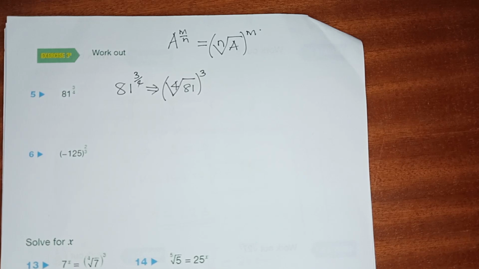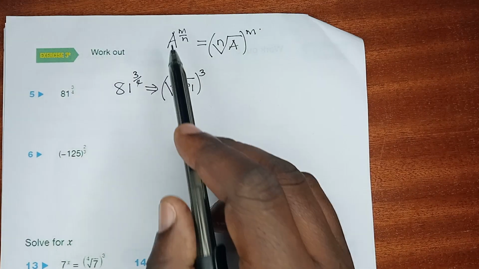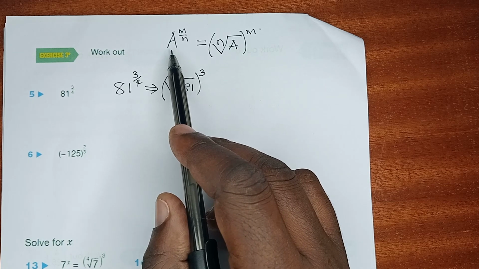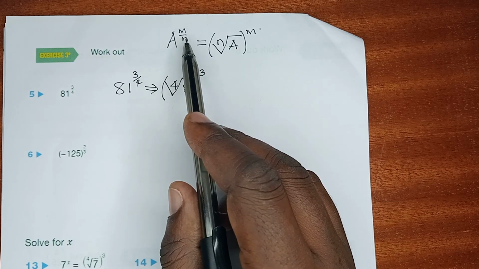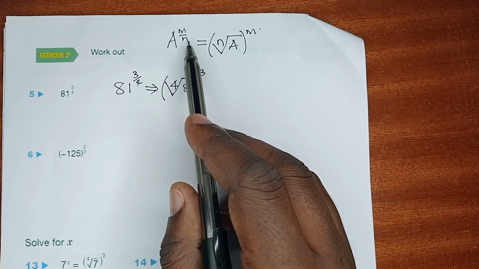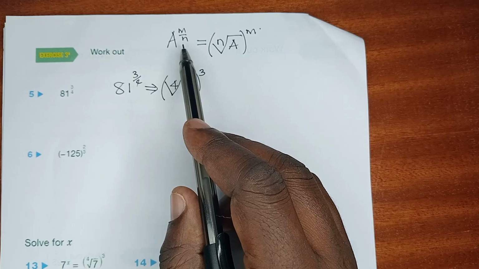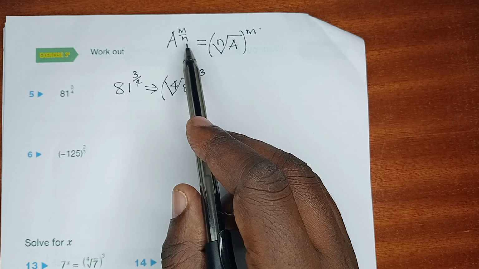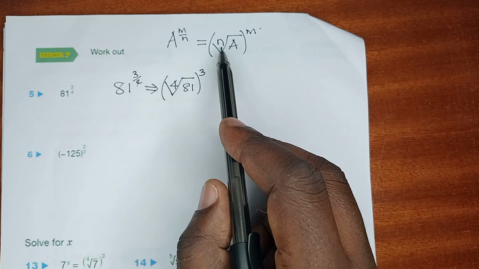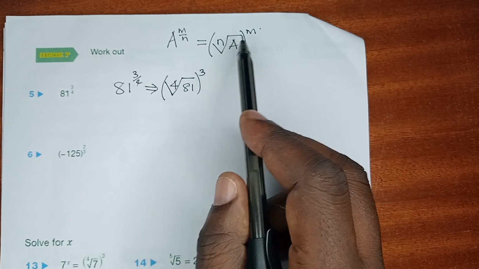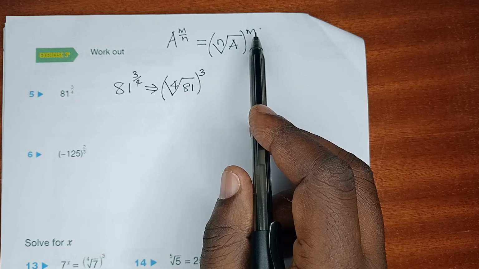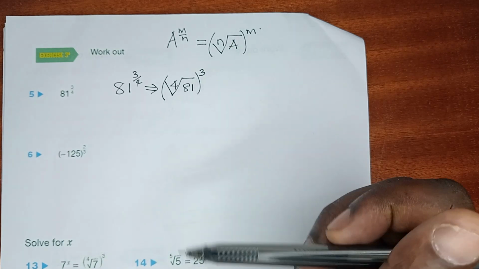And let us see. We know the general law of the fractional index when a number a is raised to power m over n, where m over n is an index which is a fraction. We always look at the denominator, which is n, and we go for the nth root of a, after which we raise everything to the numerator, which is m.